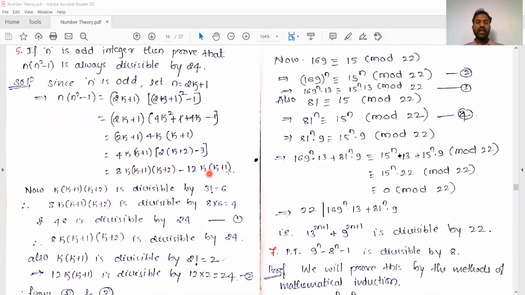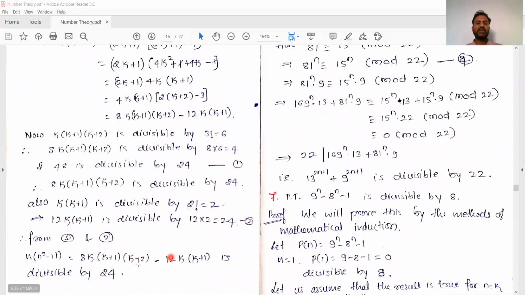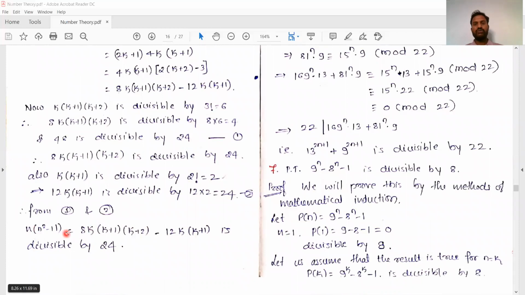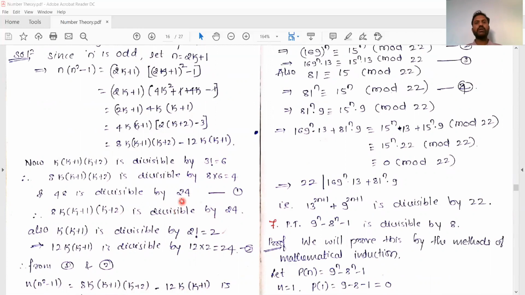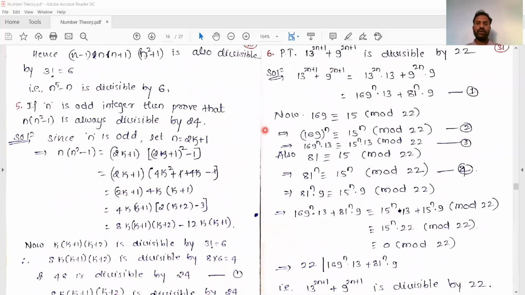Then the next term: the first term is divisible by 24, we got. In the second one, k(k + 1) is a product of 2 consecutive numbers, which is divisible by 2 factorial. 2 factorial is 2 here. So therefore k(k + 1) is divisible by 2, and 12k(k + 1) is divisible by 12 into 2, that is 24. As both the terms are divisible by 24, hence the subtraction is also divisible by 24. Therefore n(n² − 1), which is equal to 8k(k + 1)(k + 2) − 12k(k + 1), is divisible by 24. Hence whenever n is an odd number, n(n² − 1) is always divisible by 24.